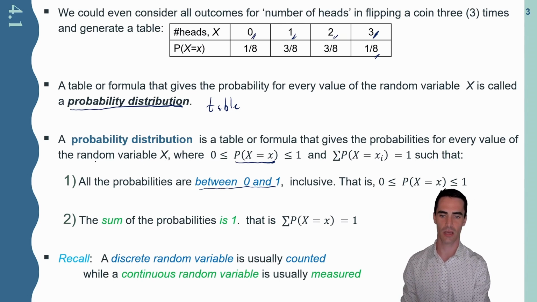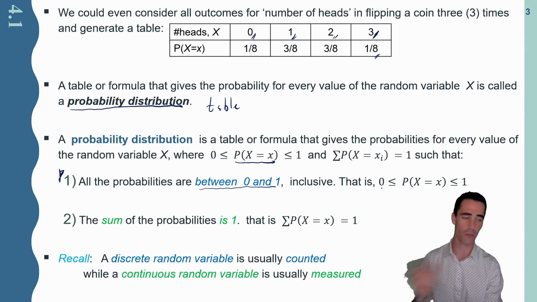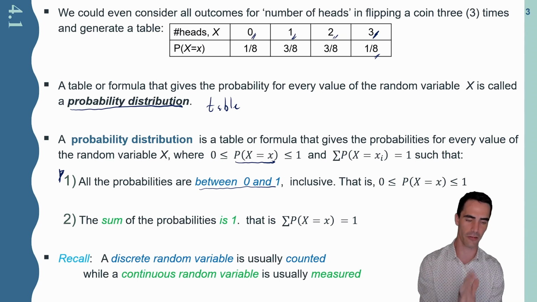This is the first property that all distributions should have. And this includes 0 and 1, right? The probability of something happening can be 0, never going to happen, and the probability can be 1, guaranteed.